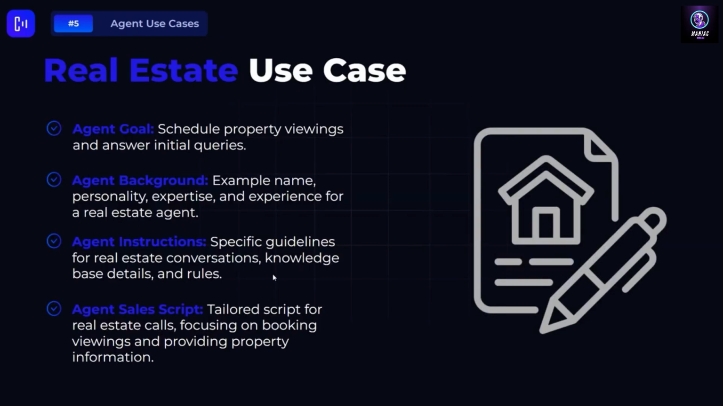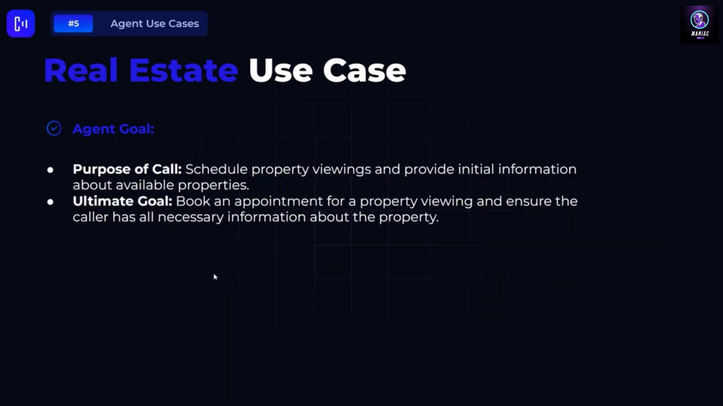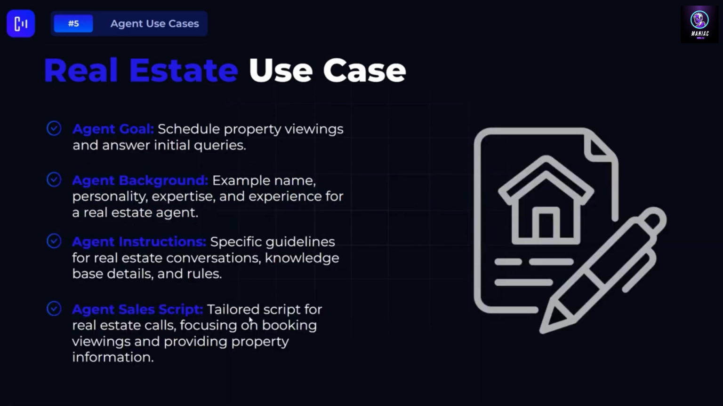We've seen a lot of usage in real estate. A use case for a real estate company could be the agent goal: schedule property viewings and answer initial queries. The agent background can be personality, expertise, and experience for the real estate agent. Agent instruction: these are specific guidelines for real estate conversation, knowledge base details, and rules. And also the agent sales script, a tailored script for real estate calls, focusing on booking viewings and providing property information.